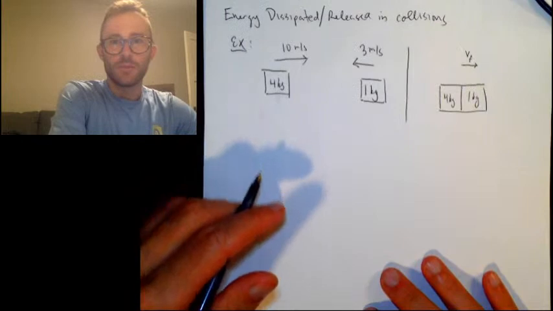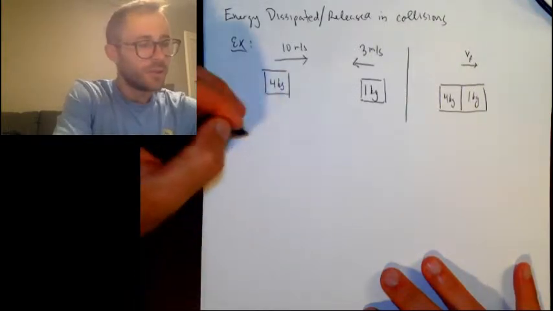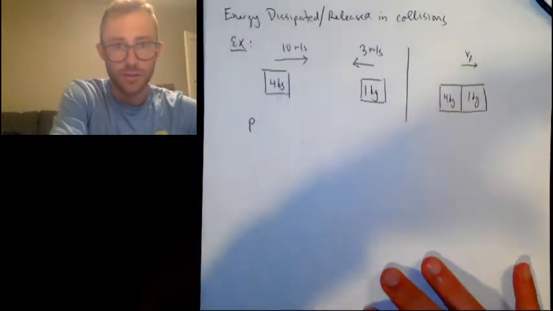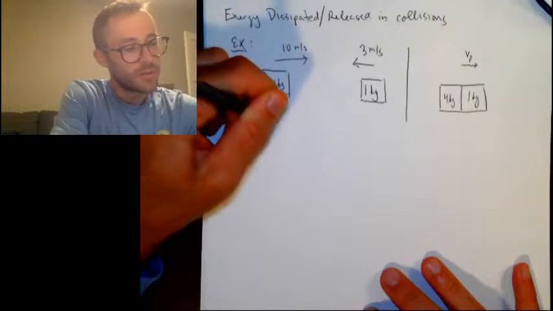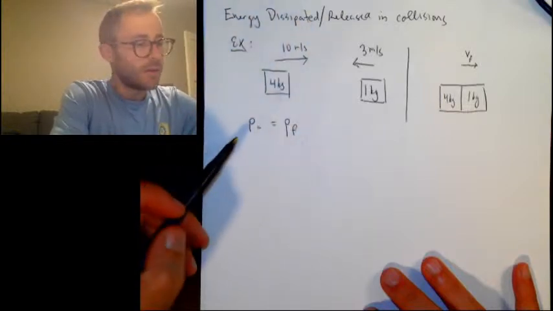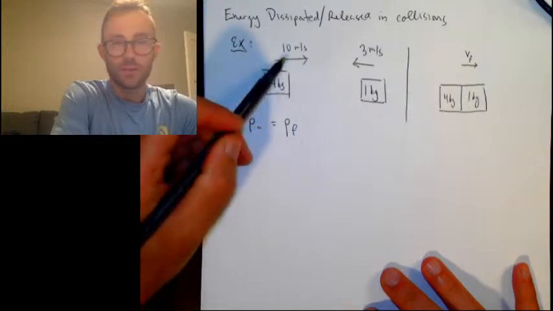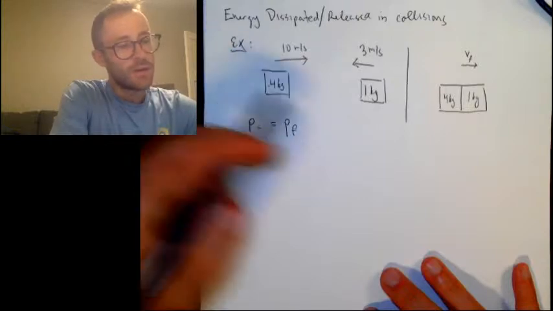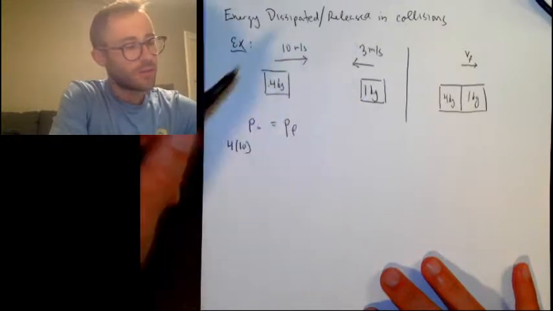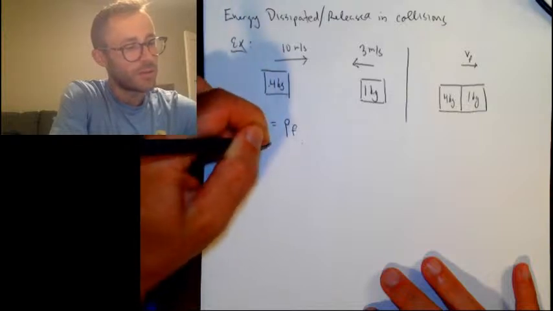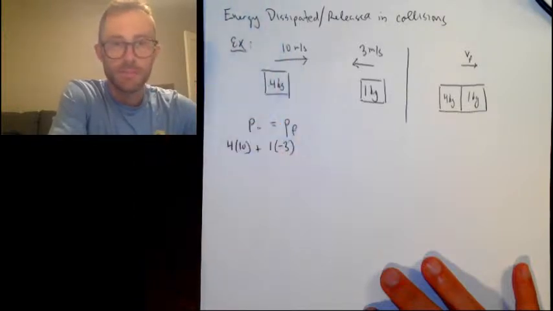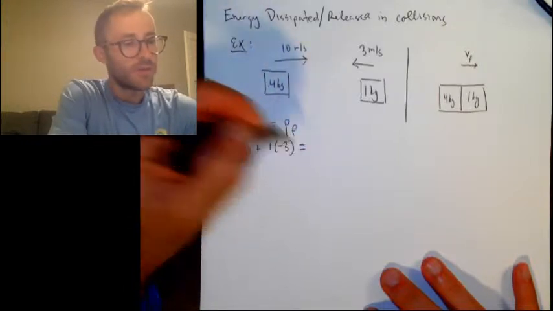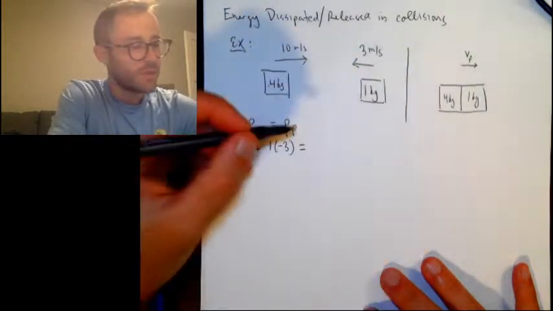So really quickly, doing initial, this is a collision problem. It's a completely inelastic collision, so they have the same velocity afterwards. P initial equals P final. Initially, we have a 4 kilogram mass going to the right at 10 meters per second, so that's 4 times 10. And then we have a 1 kilogram mass going to the left at 3 meters per second, so that's plus 1 times negative 3. All right, so that's an expression for the initial momentum. The final momentum is going to be 5 V_f.